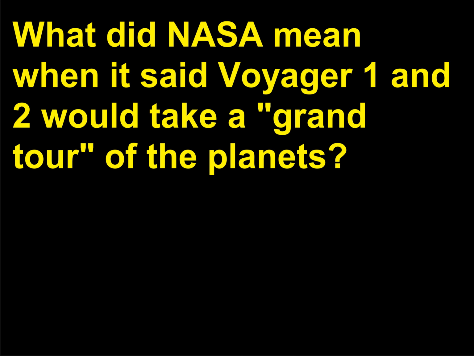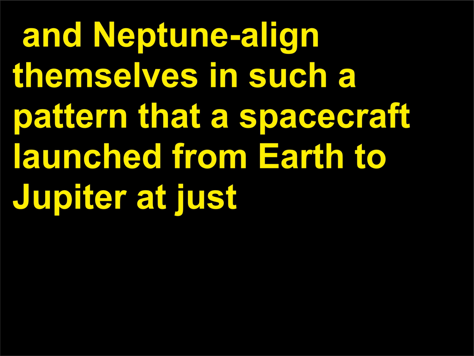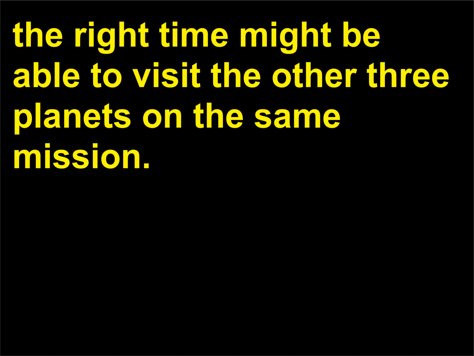What did NASA mean when it said Voyager 1 and 2 would take a grand tour of the planets? Once every 176 years the giant outer planets Jupiter, Saturn, Uranus, and Neptune align themselves in such a pattern that a spacecraft launched from Earth to Jupiter at just the right time might be able to visit the other 3 planets on the same mission.